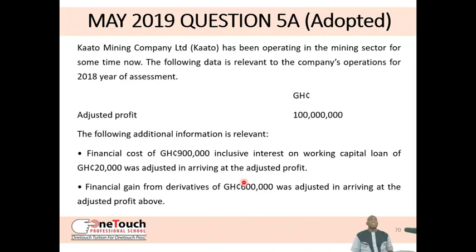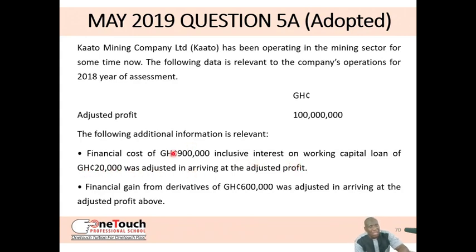May 2019, question 5A. K2 Mill Limited has been operating in the mining sector for some time now. The following data is relevant to the company's operations for 2018 year of assessment. Adjusted profit, 100 million. The following additional information is relevant. Financial cost of 900,000, inclusive interest on working capital loan of 20,000 was adjusted in arriving at the adjusted profit.